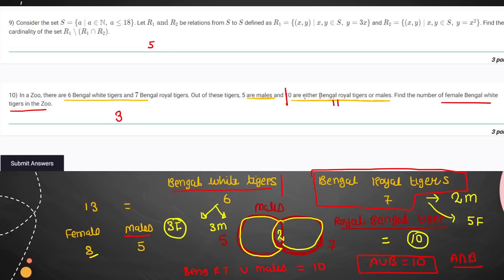From here we found that 2 male tigers are from Royal Bengal tigers, so 5 are female Bengal royal tigers. Total males were 5, but 2 are from Bengal royal tiger, so 3 will be from Bengal white tiger, so the remaining 3 will be female Bengal white tigers. It is asking about female Bengal white tigers in the zoo, so there are only 3 female Bengal white tigers.